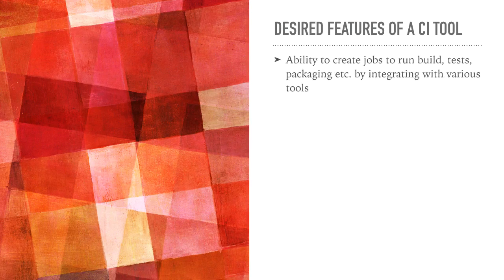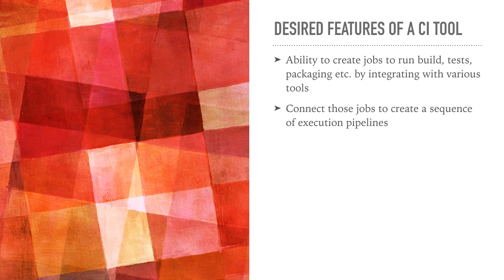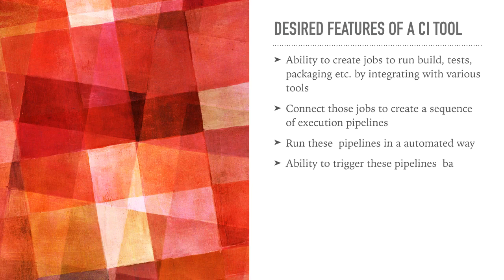So what are the desired features of a continuous integration tool? First of all, it should have an ability to create jobs by integrating with various tools. Then it should be able to connect them to create a pipeline. The pipeline should not only be run automatically, but it should also have some triggers built in so that it runs in an automated way based on certain external events.